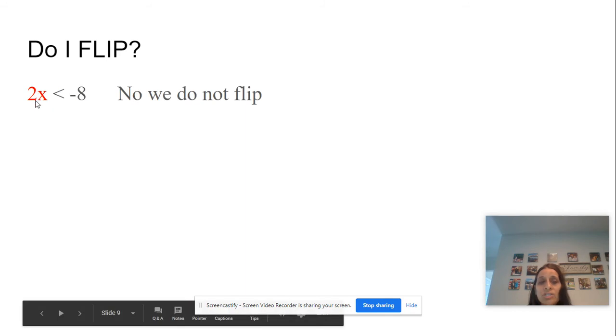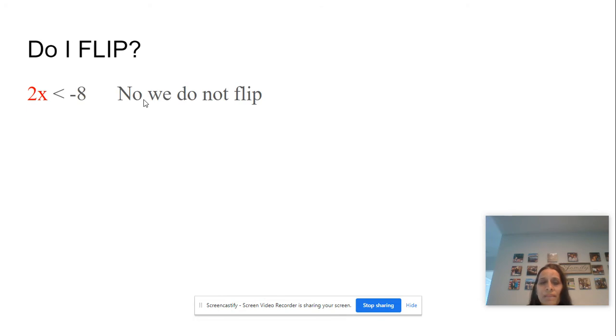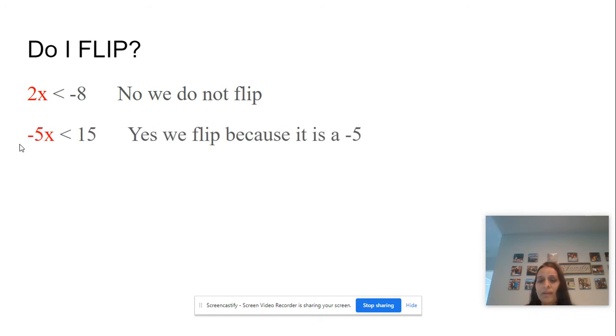So let's practice. Here we have a 2. It's a positive, so there's no need to flip that sign. The answer will still stay with less than. Here we will flip because that's a -5. Here we will flip because that's a -3. It is very important that you understand we only flip when we're talking about multiplication and division. We do not flip when we're talking about adding and subtracting.